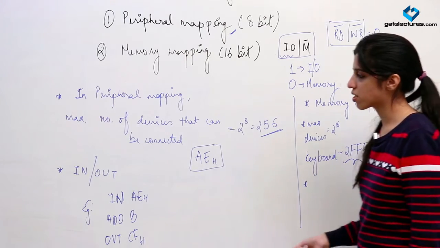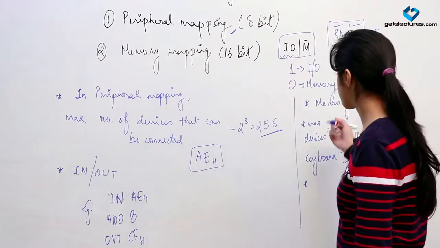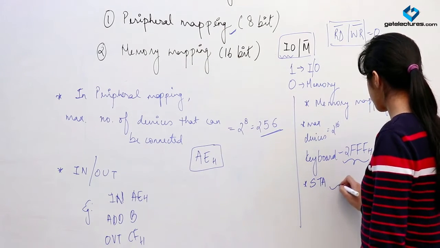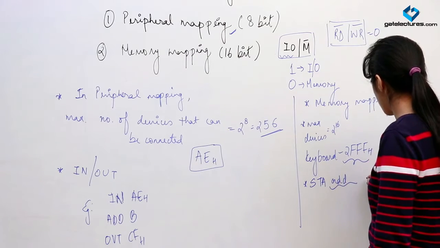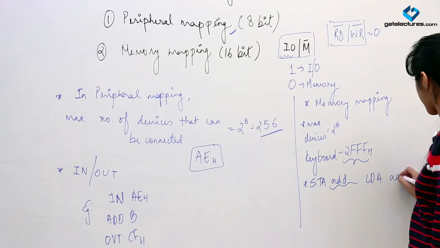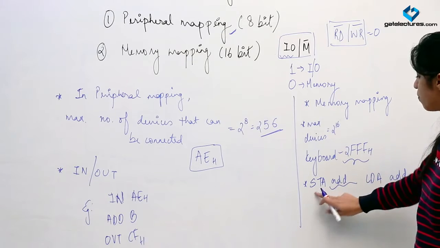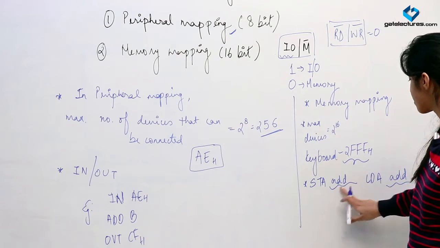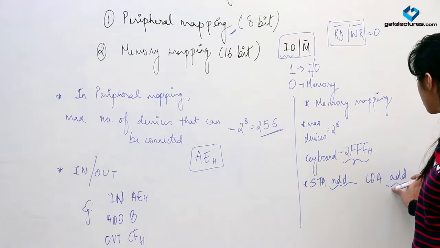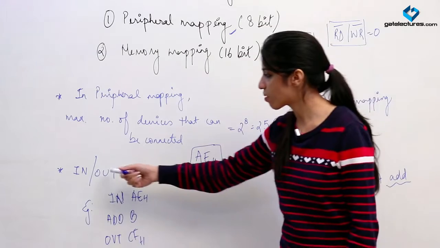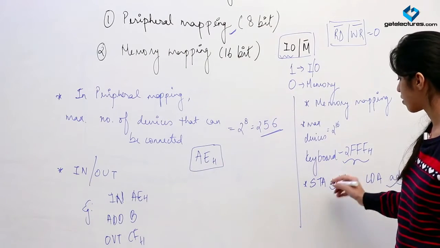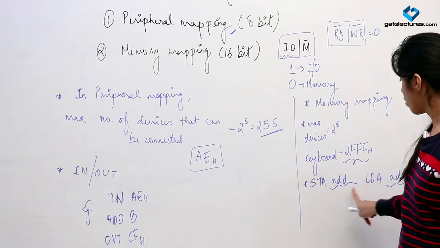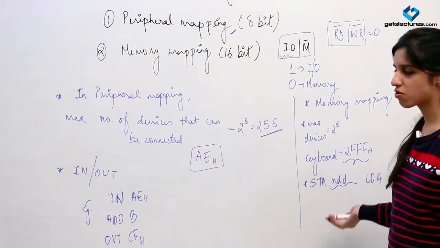Then we do not use instructions like IN and OUT. The instructions that we are using here are STA address, or LDA address. What do these instructions do? This instruction is going to store the data of the accumulator at the desired address, and this is going to load the accumulator with the data at this address. The operation is the same. This instruction works like the OUT instruction, and this is working like the IN instruction. So the function is the same, but the instructions change.